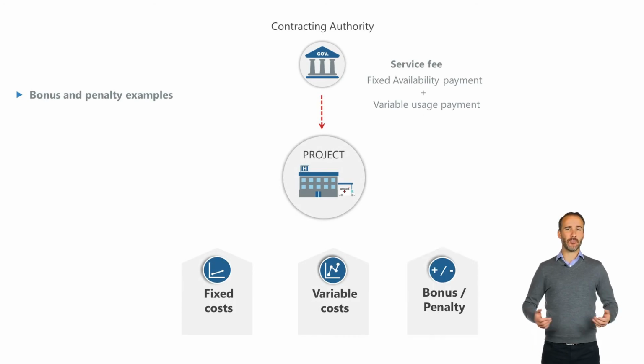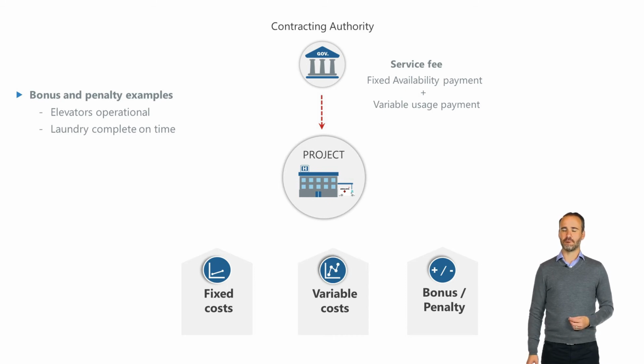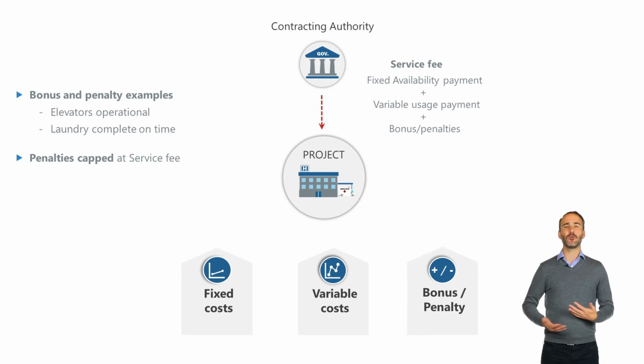Bonuses and penalties can be structured for a wide assortment of services, ranging from keeping the elevators operational to completing the laundry within a specified amount of time, but the concept is similar. If the project company fails to live up to a predetermined standard, it will be penalized. On the flip side, if the project exceeds the standard, it should receive a bonus payment. That is how the government incentivizes the project company to keep all of the 100 rooms available for the whole period. Now, one important thing to note: penalties are usually capped such that they cannot exceed the service fee. If all hospital rooms were out of commission for the entire period, the project company will lose the entire room availability portion of the service fee, but we can't lose more than that.